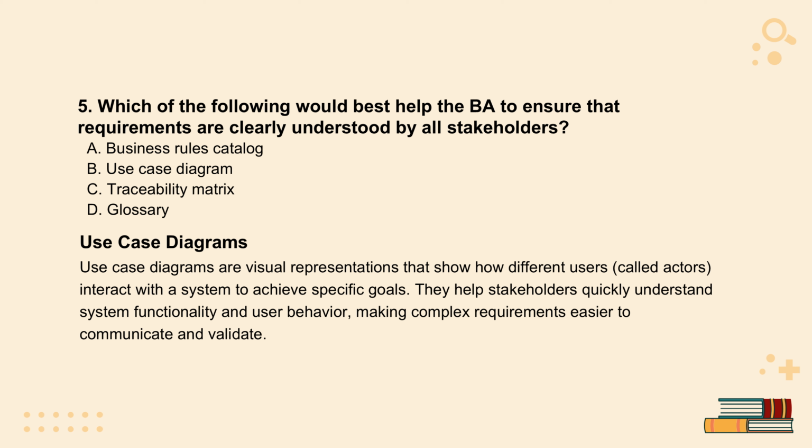All right, question 5. This one's about making sure everyone's on the same page about requirements. Which of the following would best help the BA to ensure that requirements are clearly understood by all stakeholders? Clarity, always a challenge. The answer given is B, use case diagram. How does a visual thing like a diagram help with understanding? Think about trying to explain a complex process just using words, especially to different people, technical folks, business users. It can get misinterpreted easily, right? Definitely. A use case diagram gives you a visual story. It shows how a user, or maybe another system, what we call an actor, interacts with the system to achieve a specific goal.